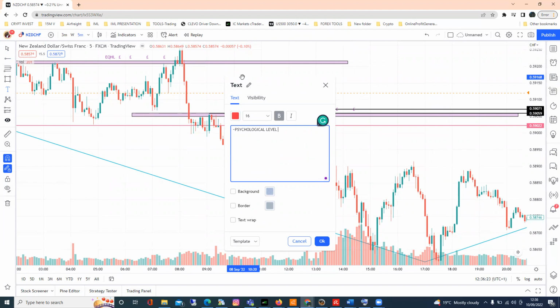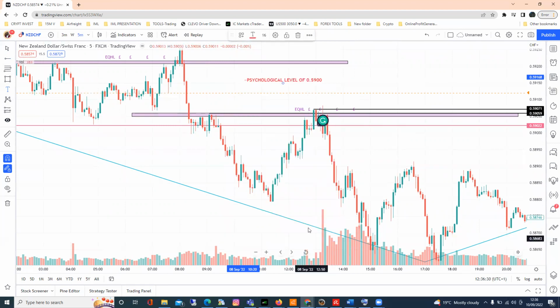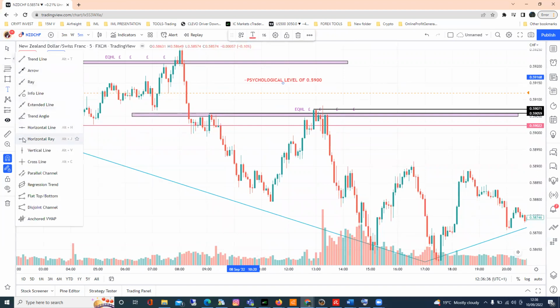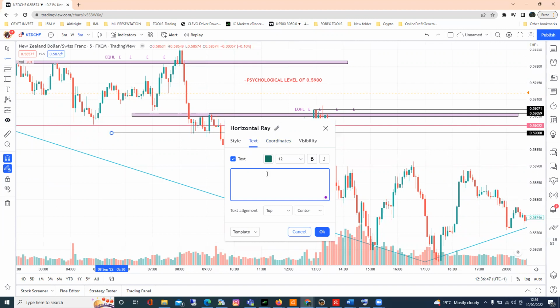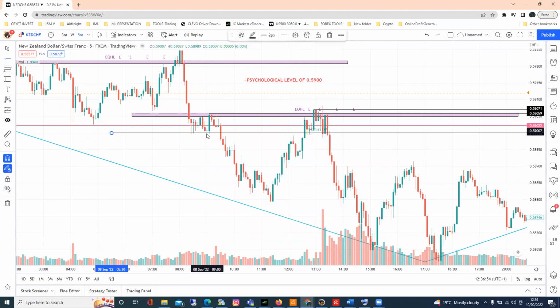The 5,900 psychological level. And what then tends to happen is that psychological level has been broken. As you can see, let's look for the exact level over here, 5,900. All right, so that's the psychological level. So we've stopped at 5,900. We actually break through 5,900 and price goes back there.